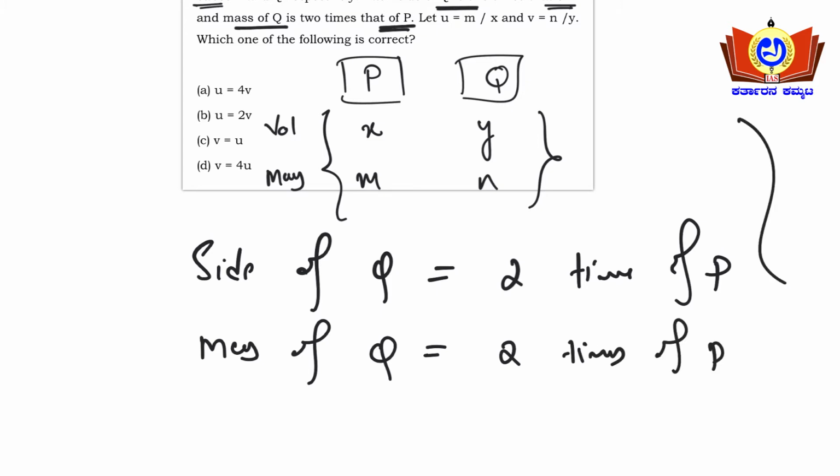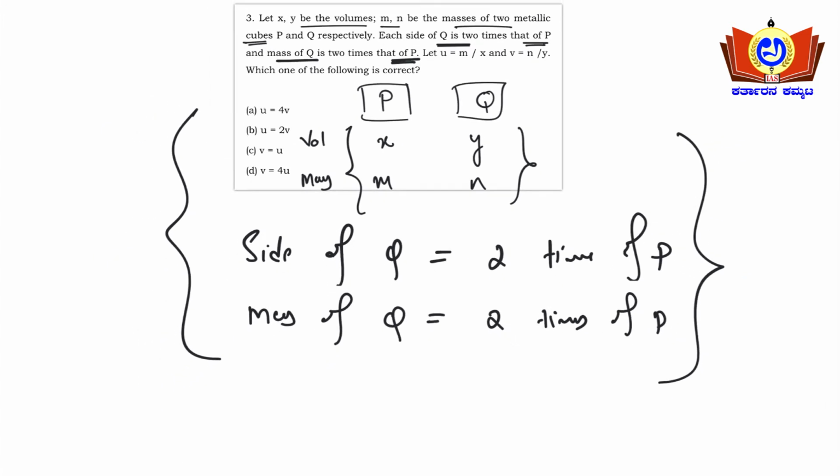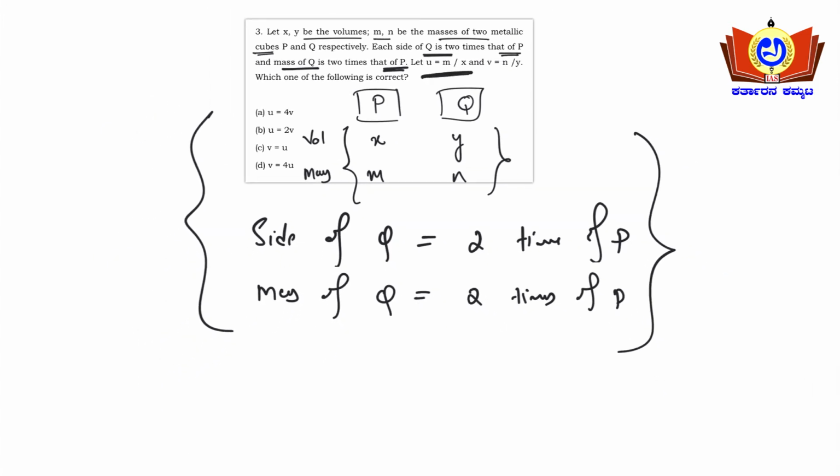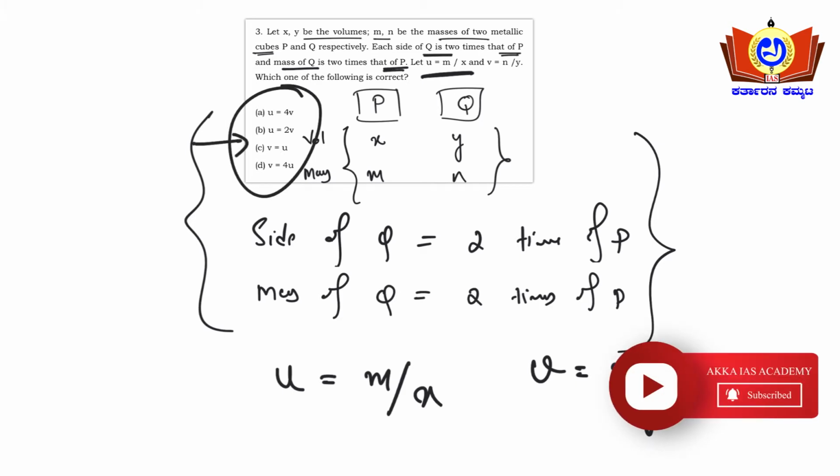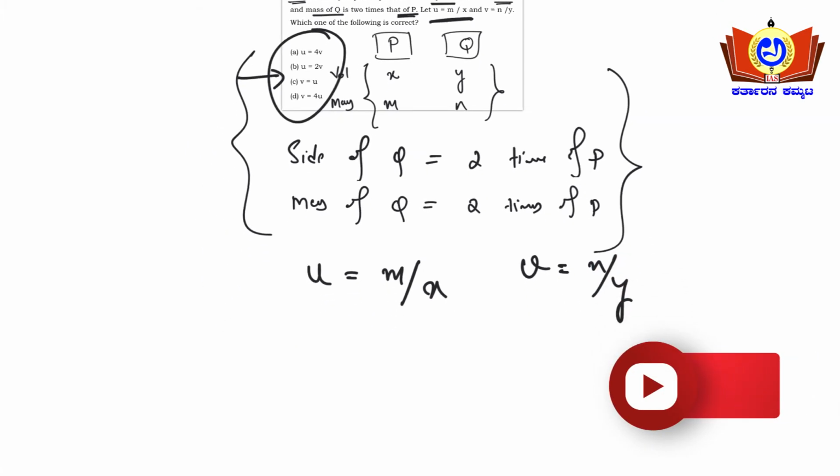See friends, in the examination you need not write this. For your understanding and reference I am writing it here. You can directly solve the question. Then let u equal M by X, so u will be M by X, and v is equal to N by Y. Then which of the following are correct? This is the question.